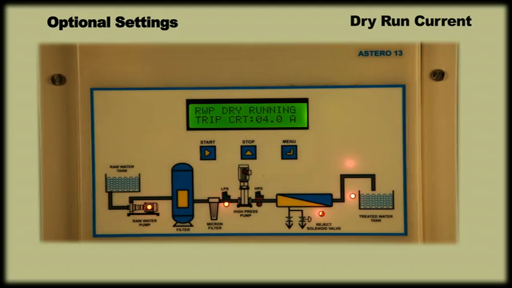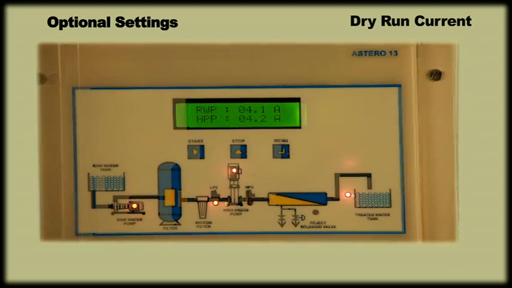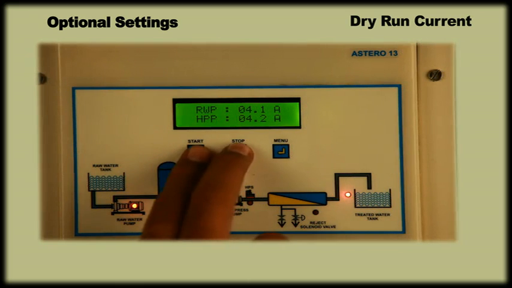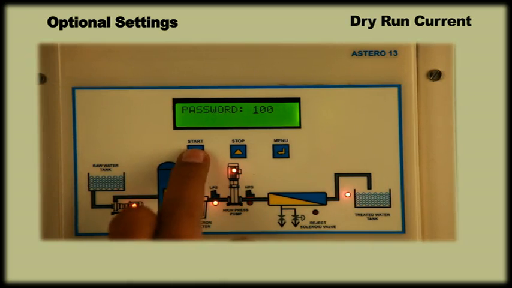Dry run current settings. If the pump is running without any water, it is termed as motor dry running. That is, current drawn by the motor is less than the normal running current. The controller avoids the dry running of the motor by tripping the respective pumps. To set the dry run operation, enter password 123 and press Menu twice.